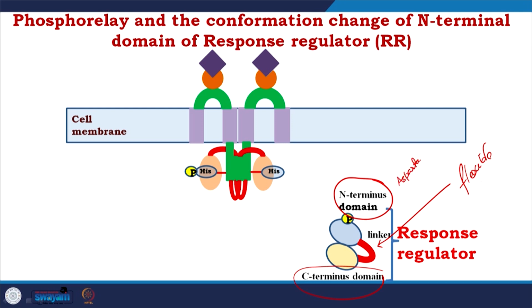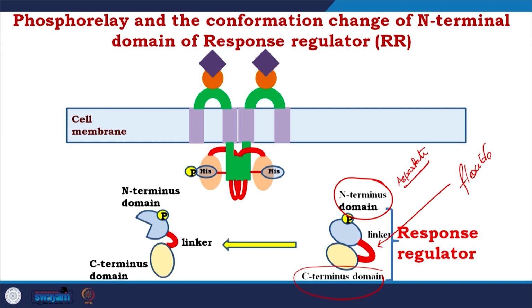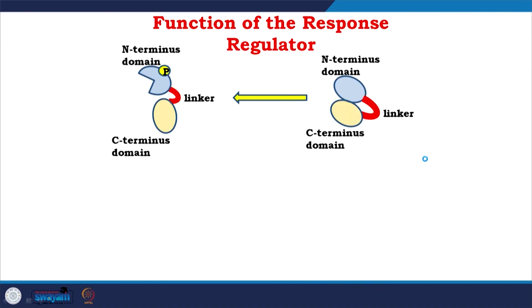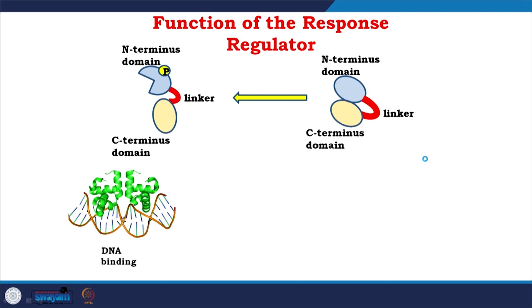of the N-terminal domain, and that leads to a change of conformation and opening up between the N-terminus and C-terminus. When this change of conformation happens, the C-terminus, which was initially bound to N, is now free, and being free, it interacts with many macromolecules and small molecules.